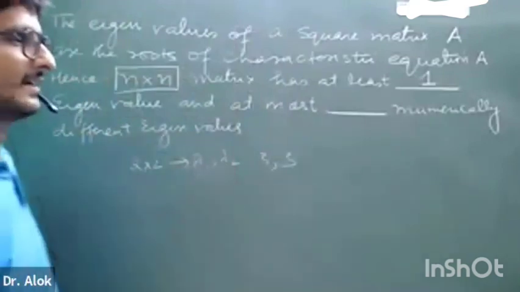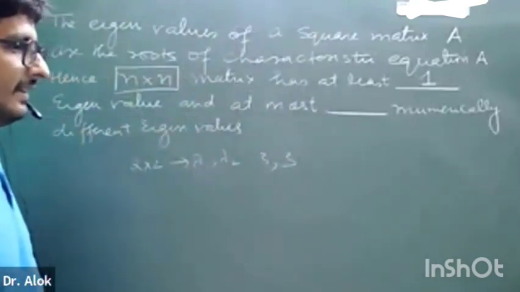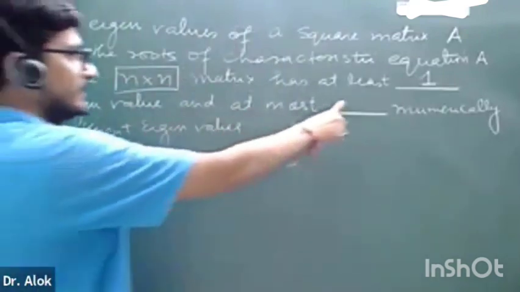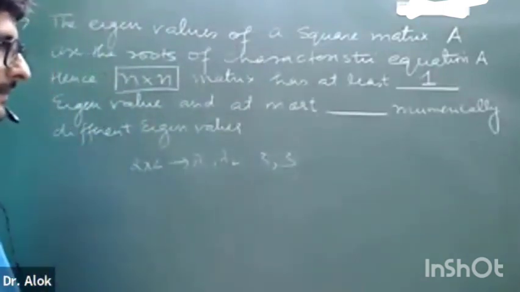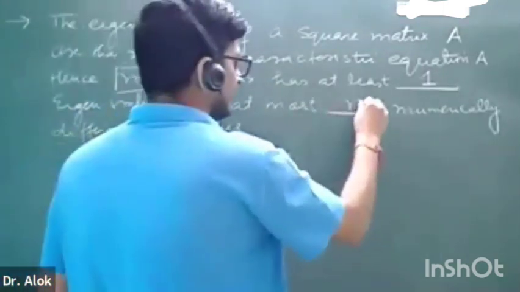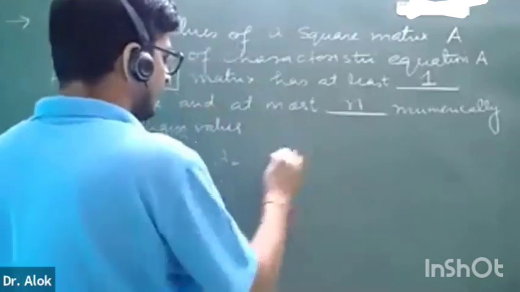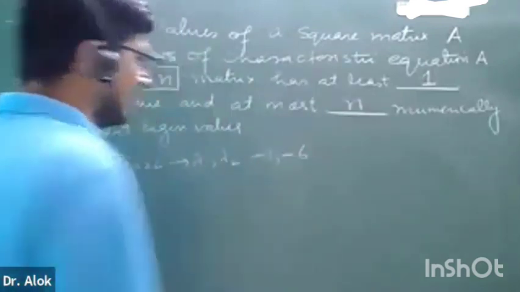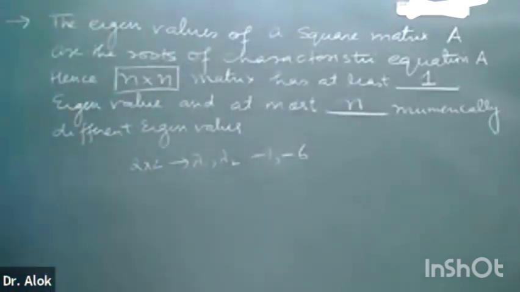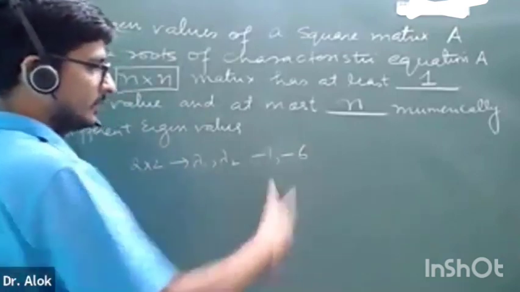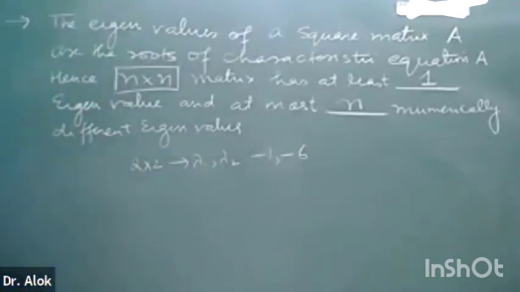This can be a GATE question. And what about here? N. Because there is a chance that you get -1, -6 like you got. So these are two distinct eigenvalues. Please see this, understand this properly.